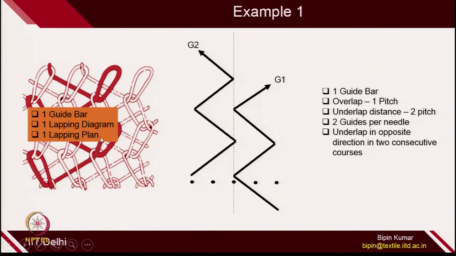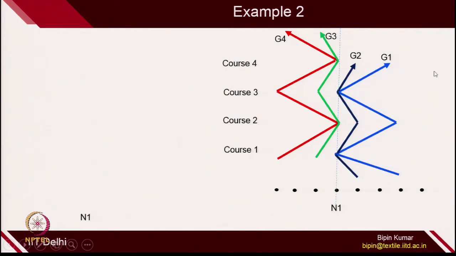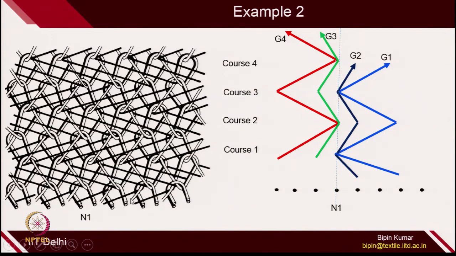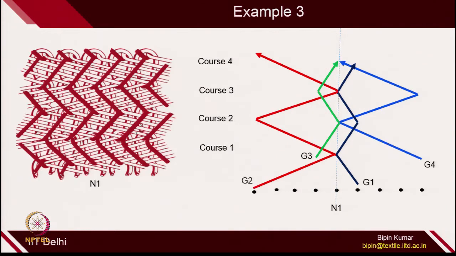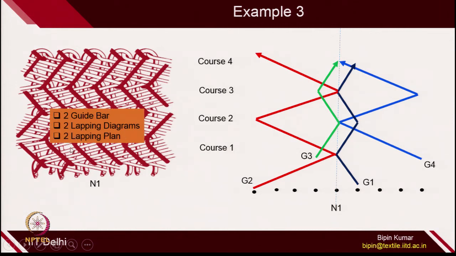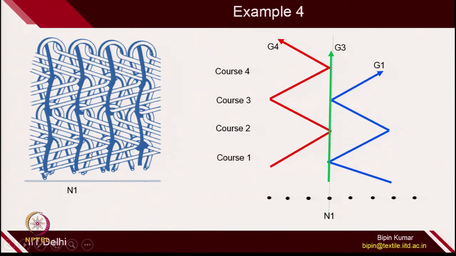Okay. If you see this particular fabric, you have 2 guide bars, as we explained in the last class also. For each guide bar we need a separate lapping diagram, and for each lapping diagram I need a separate lapping plan. So for describing this fabric I need to create 2 lapping diagrams and 2 lapping plans. Similarly, if you see this structure, again a 2 bar structure, so 2 lapping diagrams and 2 lapping plans are needed to describe this fabric structure. If you see this one, again it is a 2 guide bar, 2 lapping diagrams and 2 lapping plans.